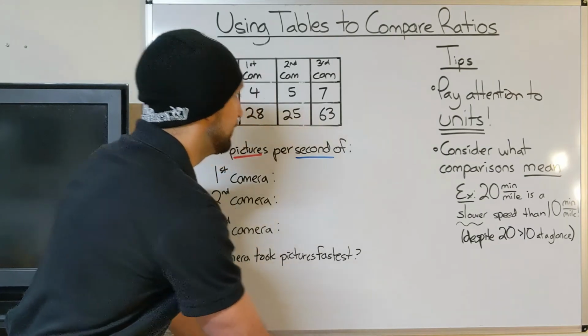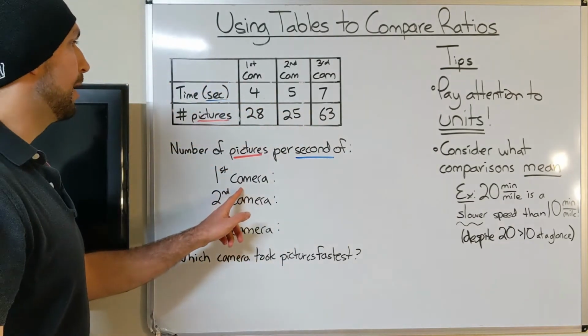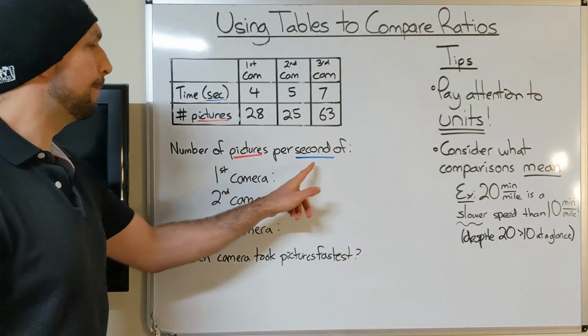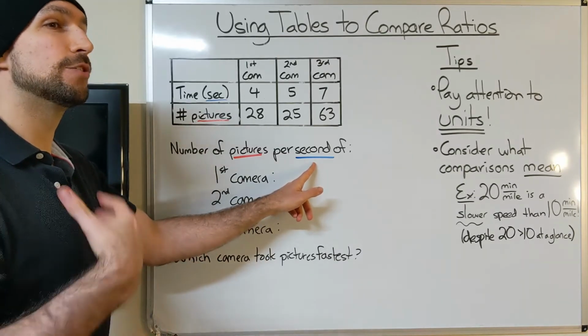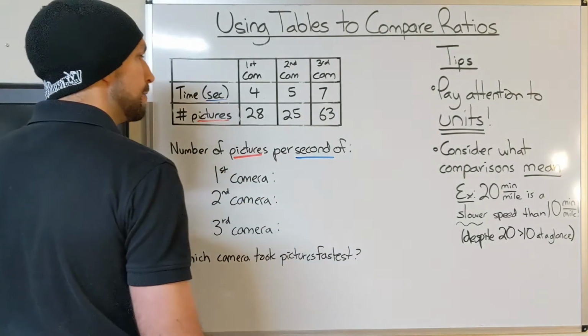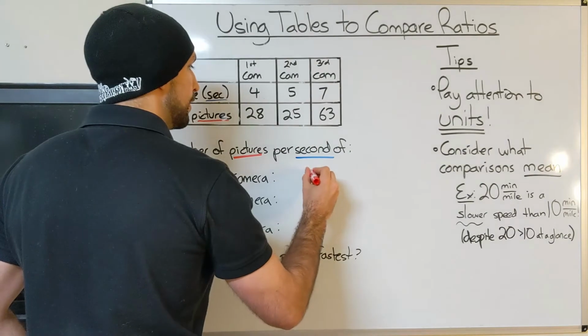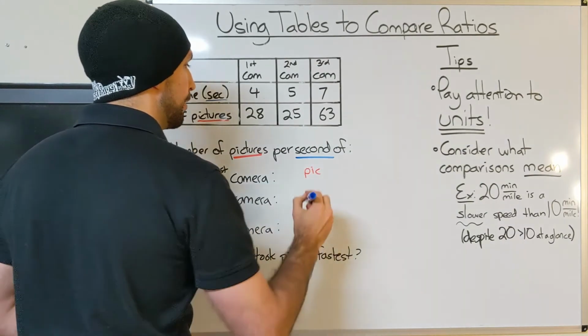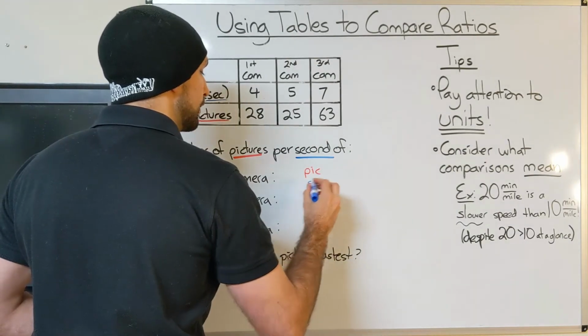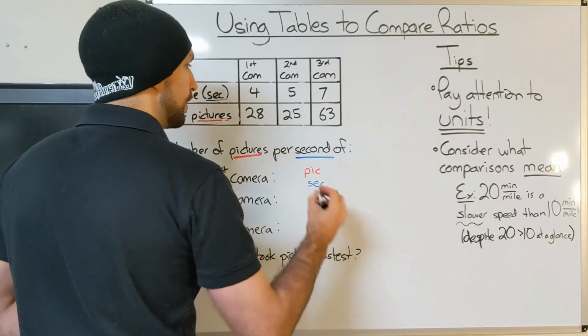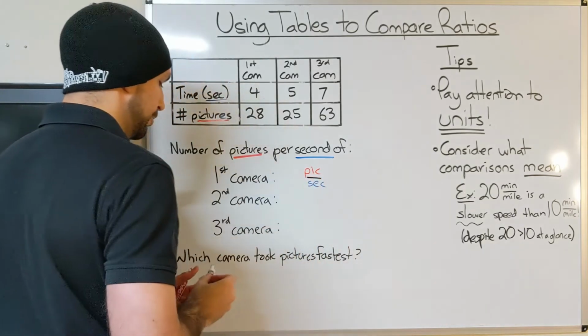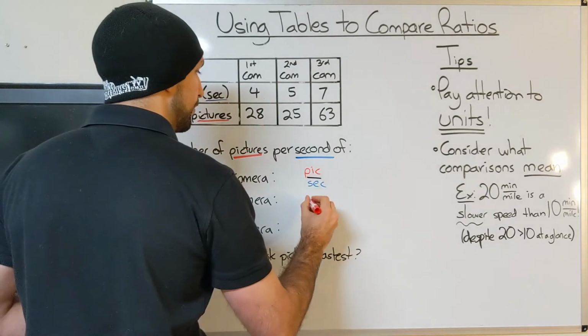So to find each of these, we're going to be looking at the camera and dividing the number of pictures it took by the amount of seconds it took to take those pictures. So this will be a measure of pictures per second. It's going to be uniform units for all of these, pictures per second, so I'm going to go ahead and set that up all now.